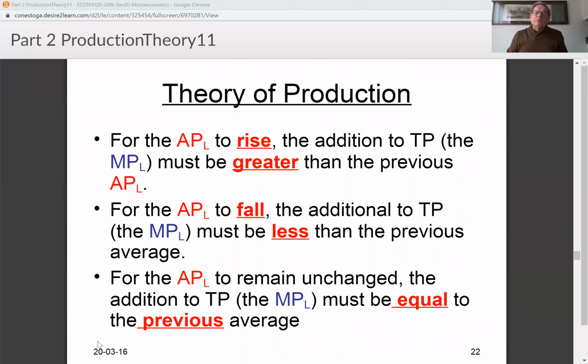So for the APL to rise, the addition to total product, the marginal product of labor, must be greater than the previous average. For the APL to fall, the addition to total product, the marginal product of labor, must be less than the previous average. And the third point, for the average product of labor to remain unchanged, the addition to total product, again the marginal product of labor, must be equal to the previous average. So what does all of that mean?